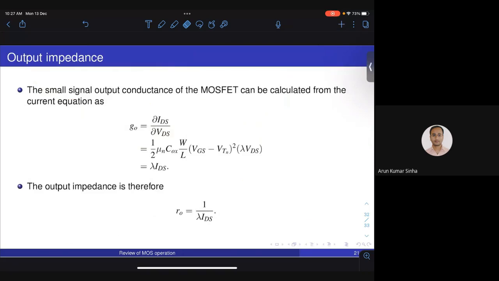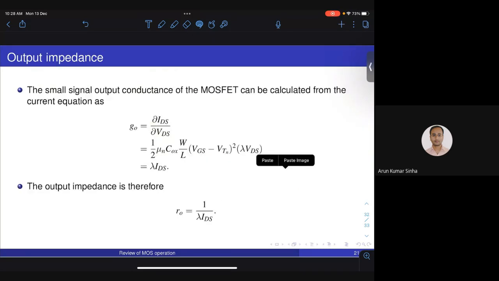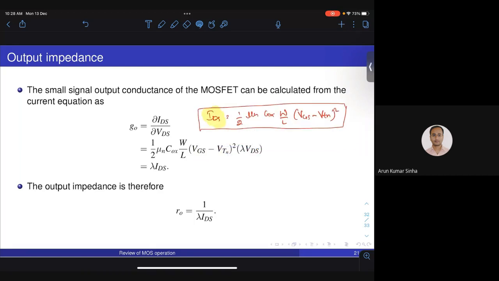Then the last thing is, what is the small signal output conductance of the MOSFET? This can be calculated again from the drain current equation by finding the partial derivative with respect to VDS. If there is no channel length modulation, then of course we know that the drain output impedance is infinite. But in the presence of channel length modulation, you will have a small value of output conductance, which will determine the output impedance.